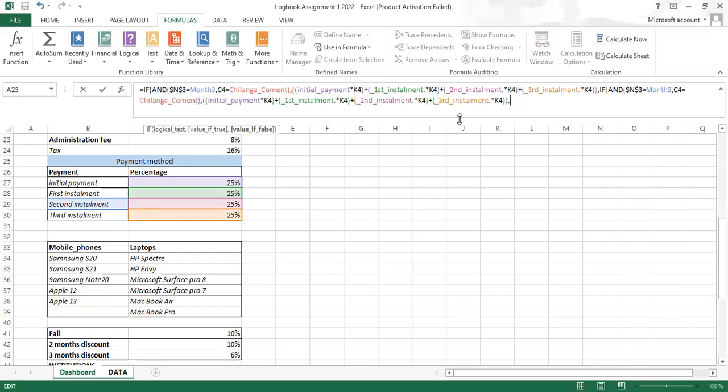Okay, then after you've done Control V, since now Chilanga appears twice, go where there's another Chilanga at the end here. Remove Chilanga and put the next institution, the next institution after Chilanga in your case. Okay, this is Trade Keys. So Airtel.